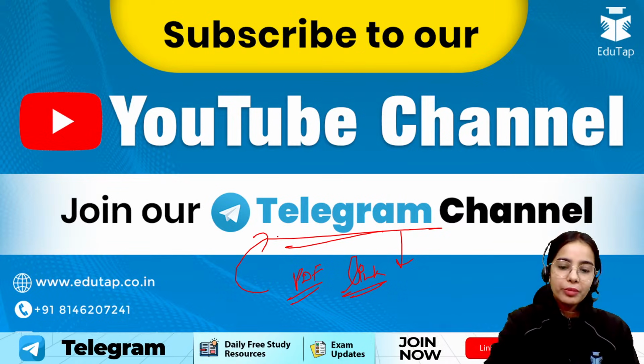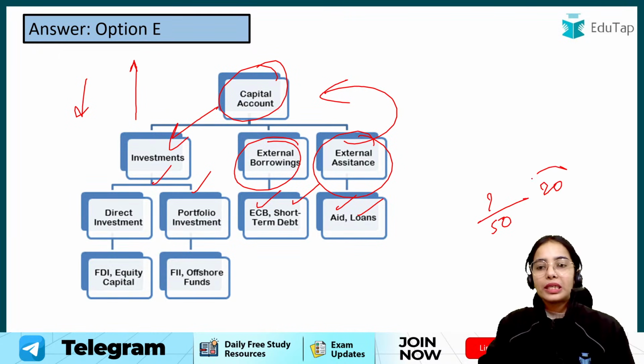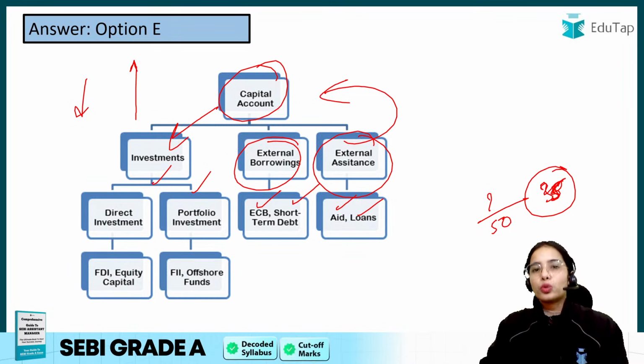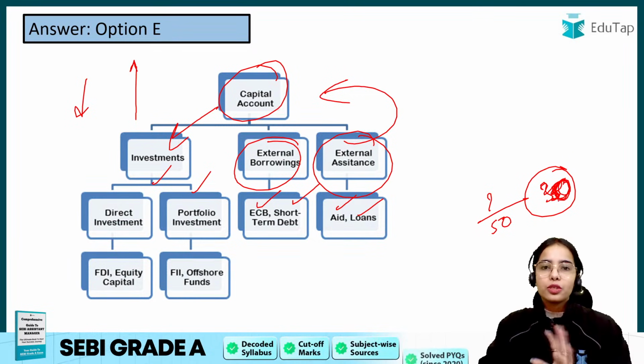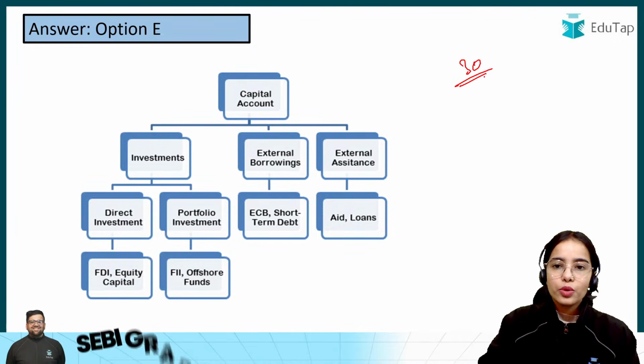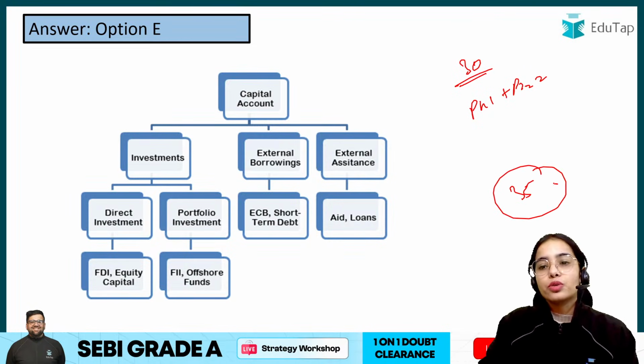Do tell me how much marks you have got out of 50. If you have got more than 20, that means you are at a good level for phase 1. But if you have got more than 35, that means you are well prepared for phase 2 also. Even more than 30 is a good score. So more than 30 is a good score for phase 1, and more than 35 is a very good score for phase 2.